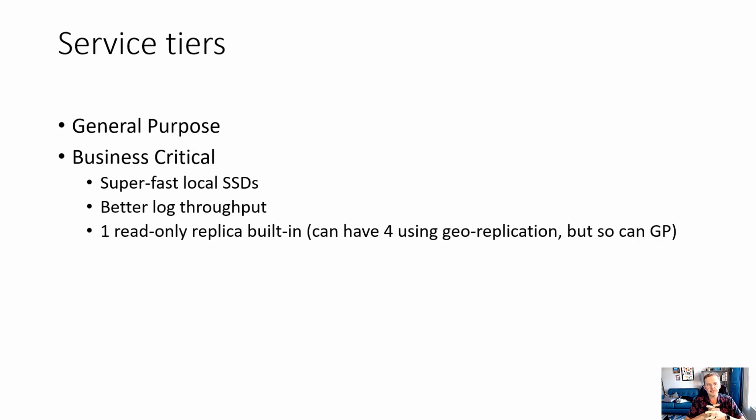There are two different service tiers. Similar to managed instance, Azure SQL Database also has two different tiers, general purpose and business critical. What are the benefits and advantages? Well, business critical, just like managed instance, has those super fast local SSDs. Those local SSDs provide a lot more IOPS, a lot more throughput, and a lot more interactive response with the data for your users. You also get better log throughput.